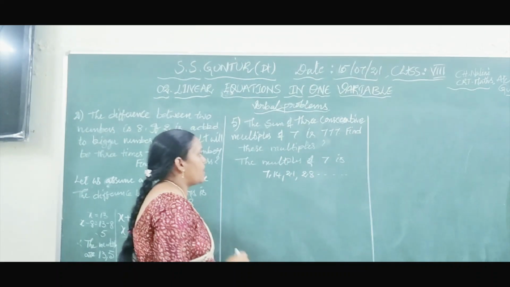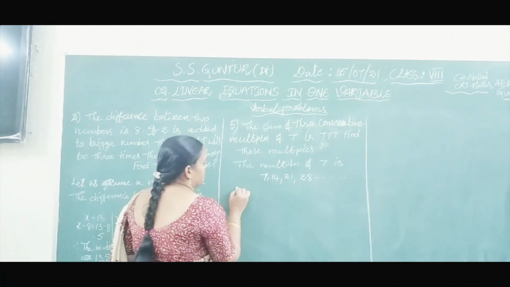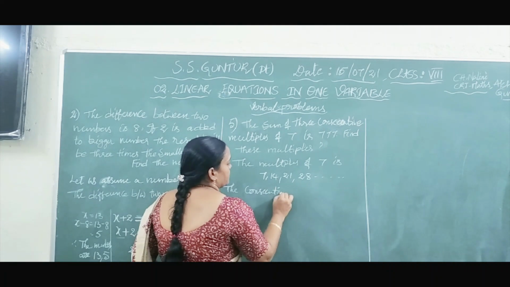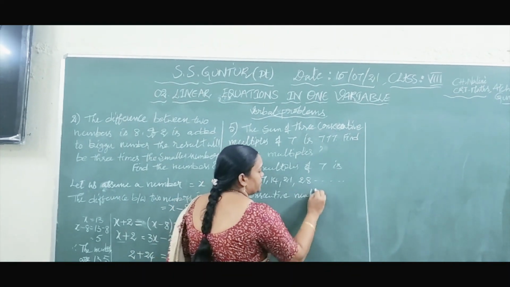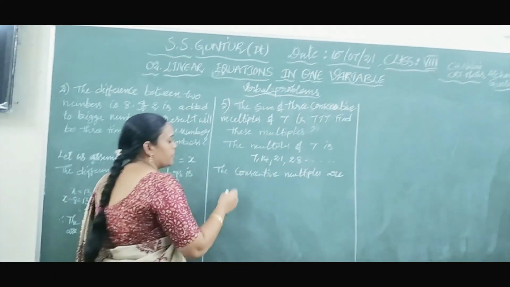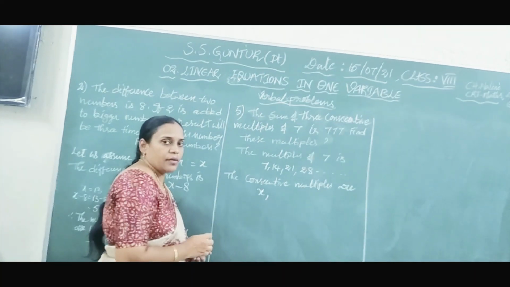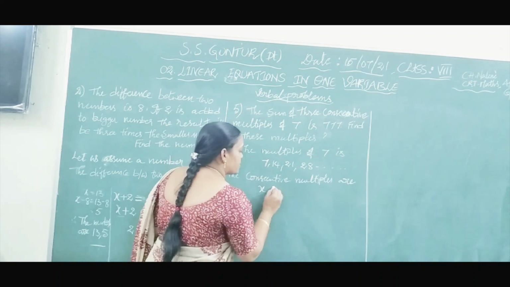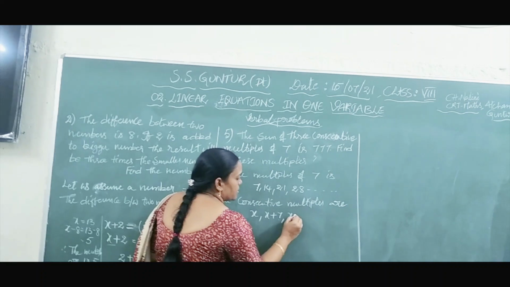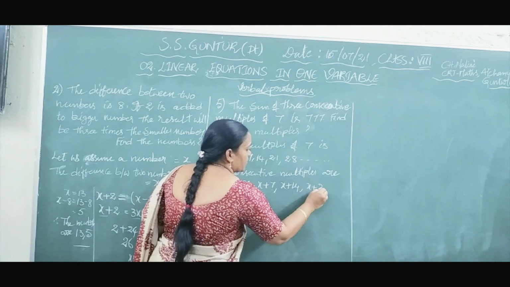Okay. Now, consecutive multiples. You have to write the consecutive multiples. The consecutive multiples are x, x plus 7. Next, adding 7 to this second term, we get x plus 14, x plus 21 and so on.